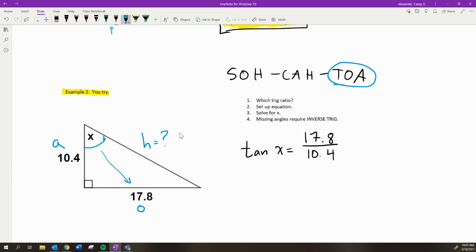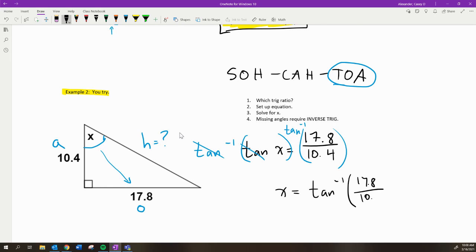And now, just like we did before, if we want to get that x by itself, let's just use the inverse tangent, because inverse tangent undoes tangent, but whatever we do to one side, we have to do to the other. So we'll use the inverse tangent on both sides, and so I know that x is equal to the inverse tangent of 17.8 over 10.4, right? So if the tangent of that angle is equal to 17.8 over 10.4, then that angle is going to be the inverse tangent of that same fraction.